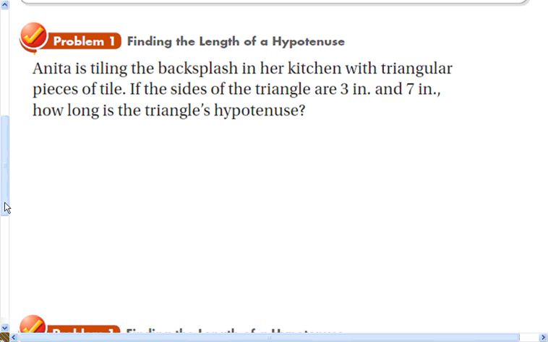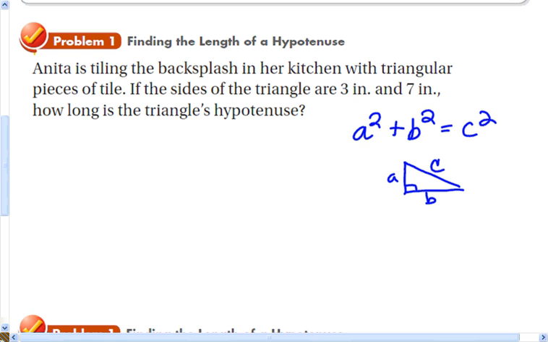So let's use that idea here. I'm just going to write it up here to help me remember what's going on. For a while, we should remember that we're talking about a right triangle, with legs A and B and hypotenuse C. All right. So Anita is tiling the backsplash in her kitchen with triangular pieces of tile. If the sides of the triangle are 3 and 7, how long is the triangle's hypotenuse?